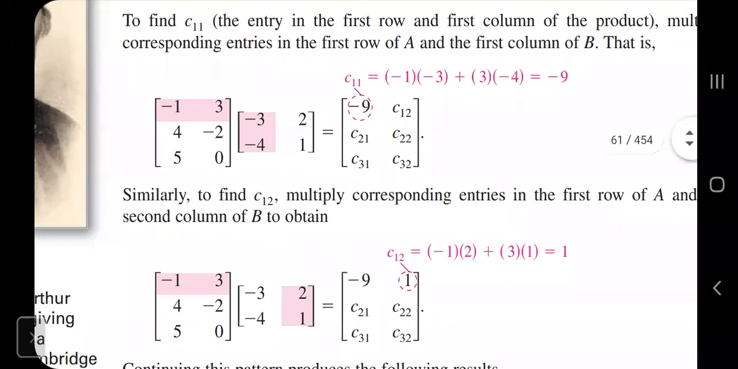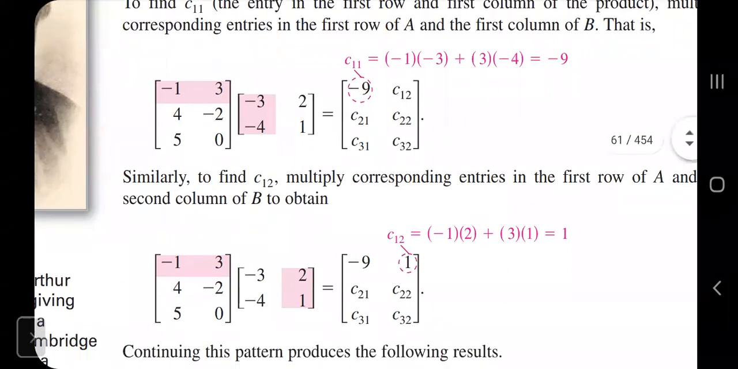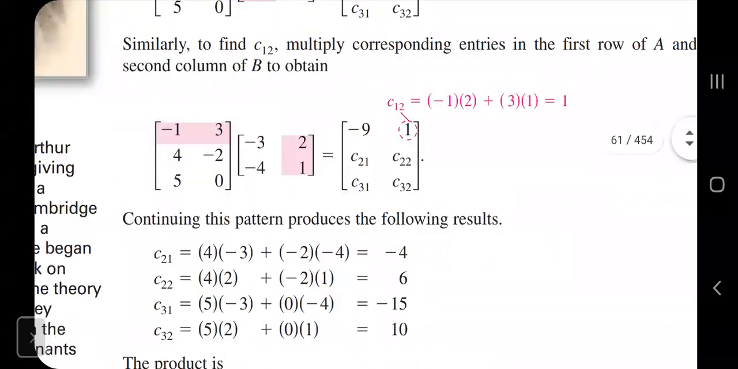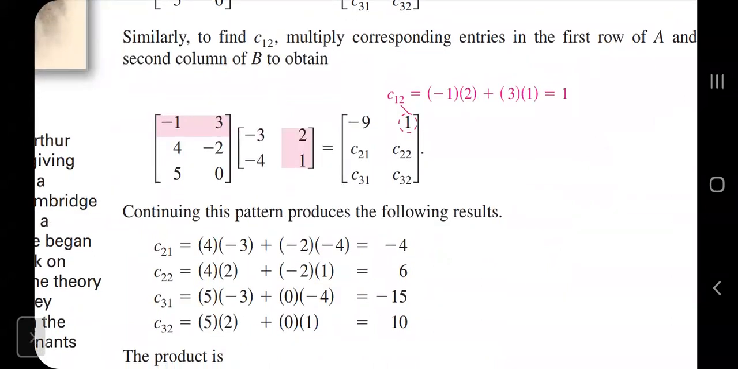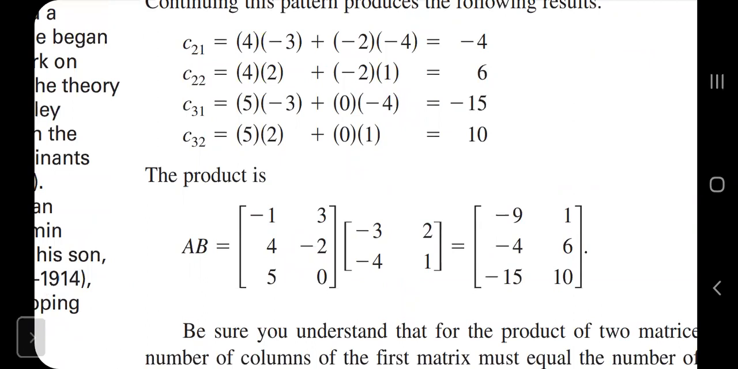Same process for all of these, I'm not going to go through them, and we get all the different numbers here, and the final product of the 2 matrices is 1, 4, 6, -15, 10. Again, this is that same process, and this is how we multiply 2 matrices.